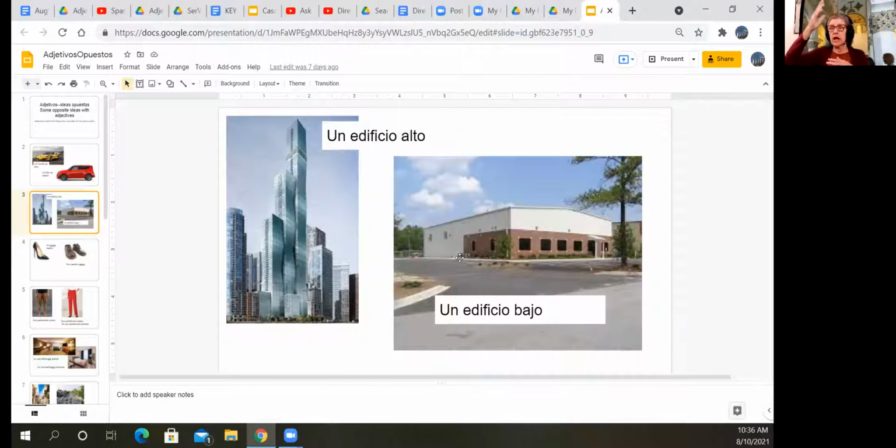Height of a building, height of a human being, height of an animal. We have alto, tall, un edificio alto, a tall building. Un edificio bajo, a short building. Alto, tall, bajo, short. It can be used for things to talk about height. It can be used about people to talk about height. Alto and bajo. Okay. Bien.